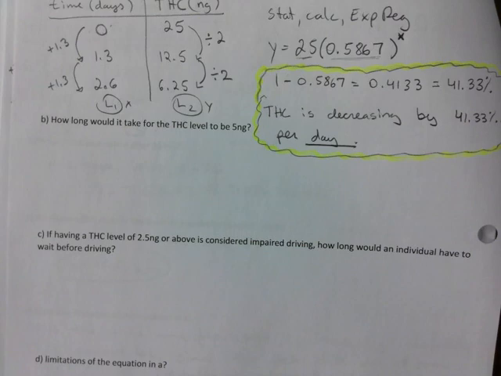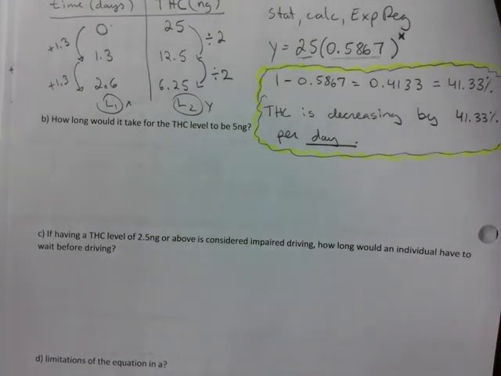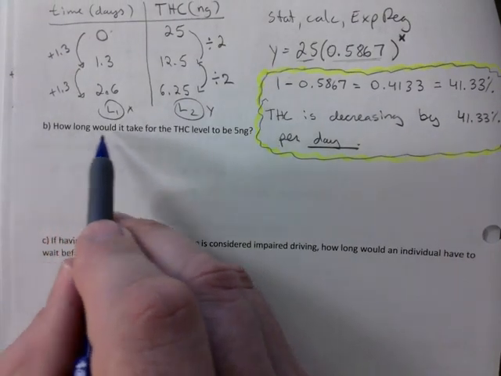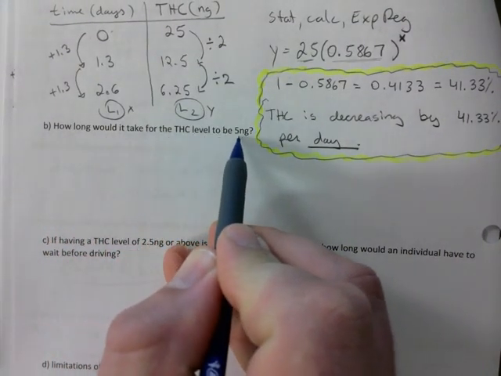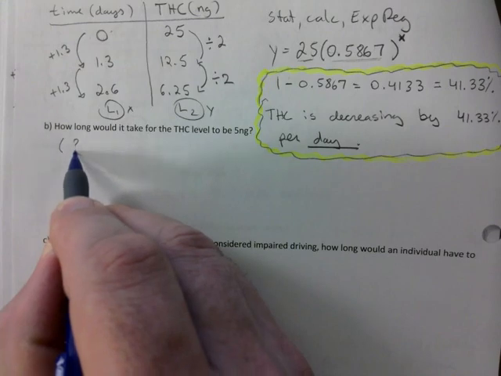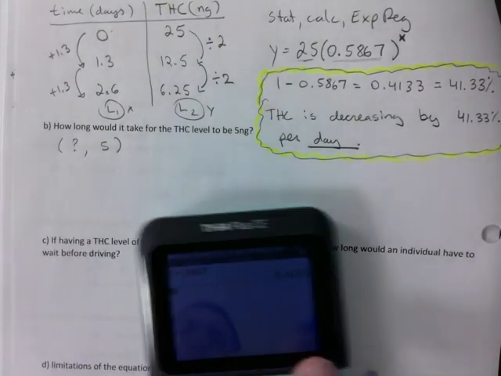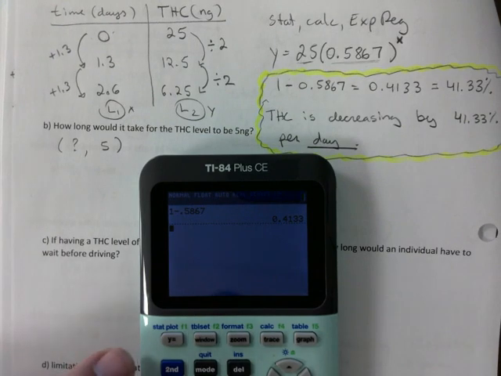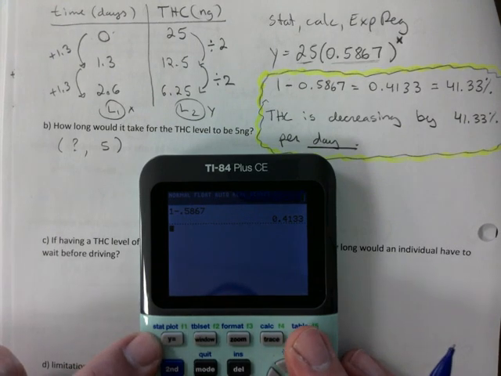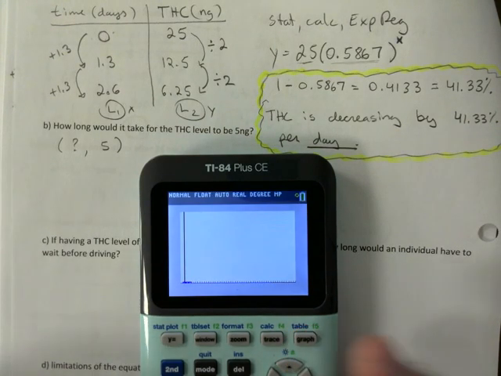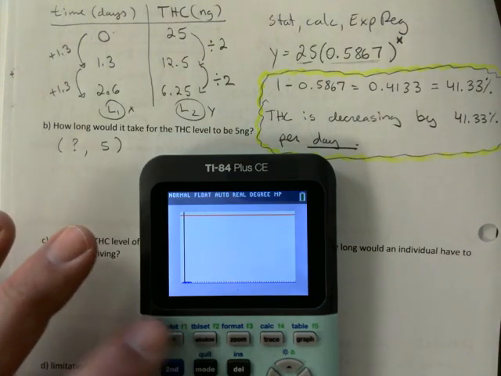The level of THC is decreasing by 41% or so per day. Okay. How long will it take for the THC to be 5 nanograms? And remember, they're giving you this. We want to know how long it will take. So let's graph this. I have a feeling that if I use my previous window, this is way off. So a couple of things you can do.